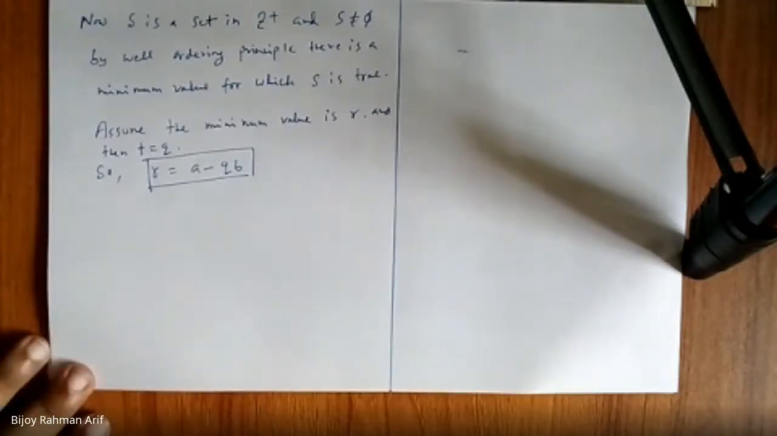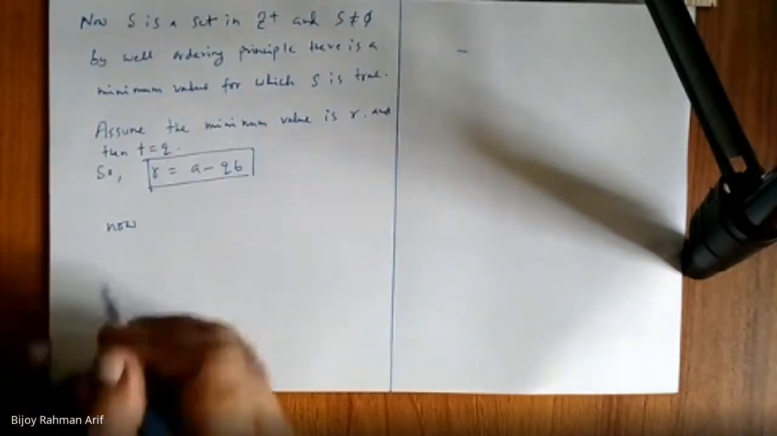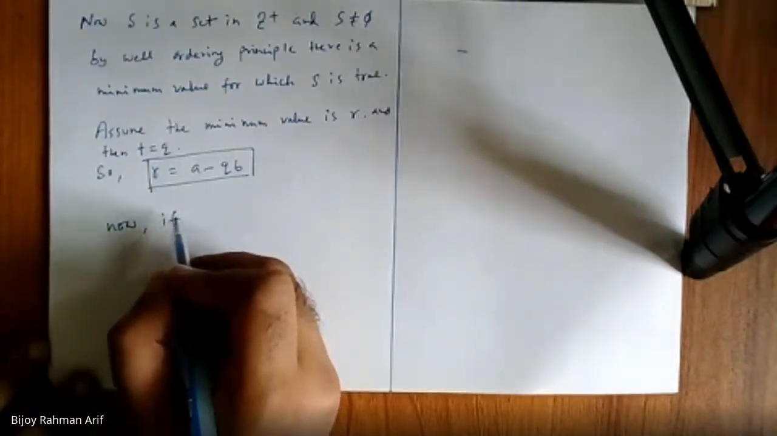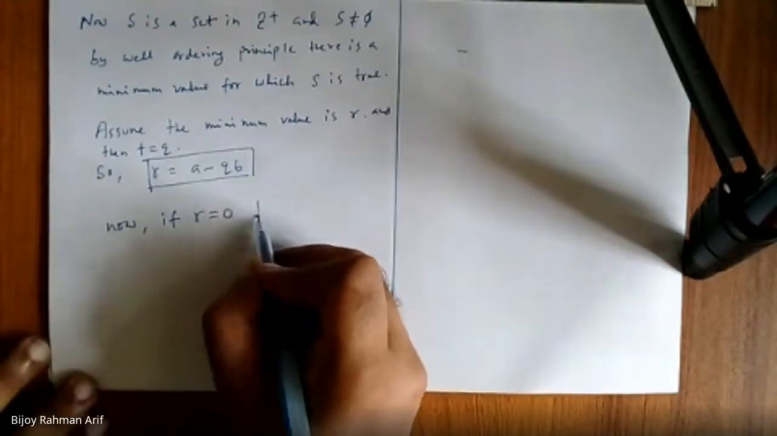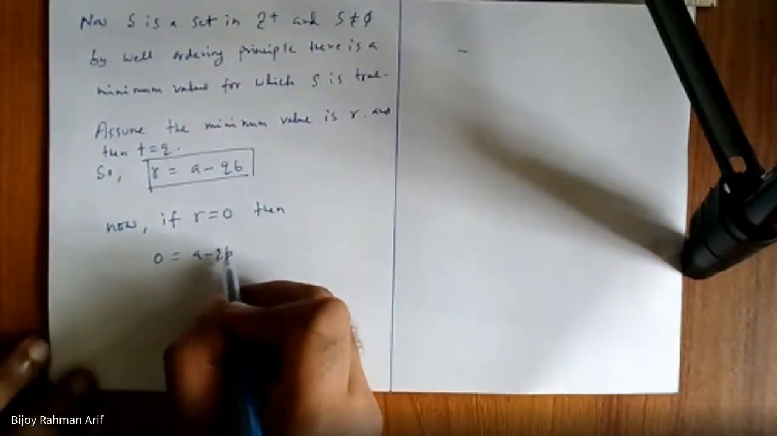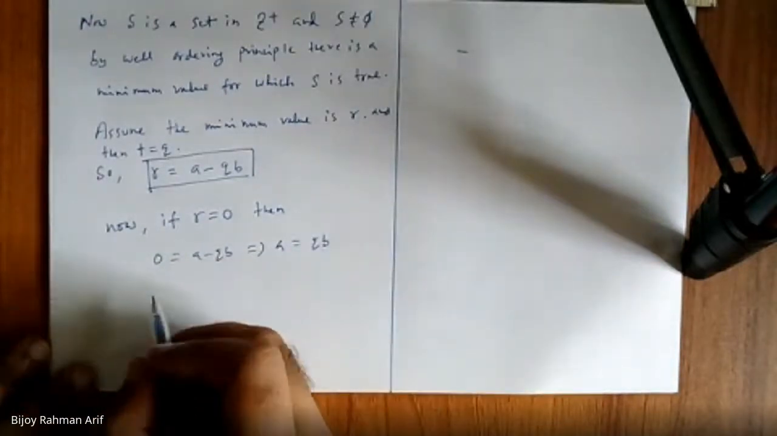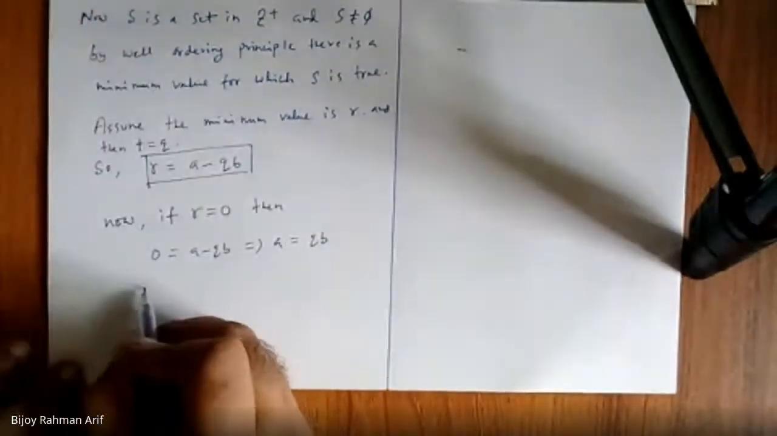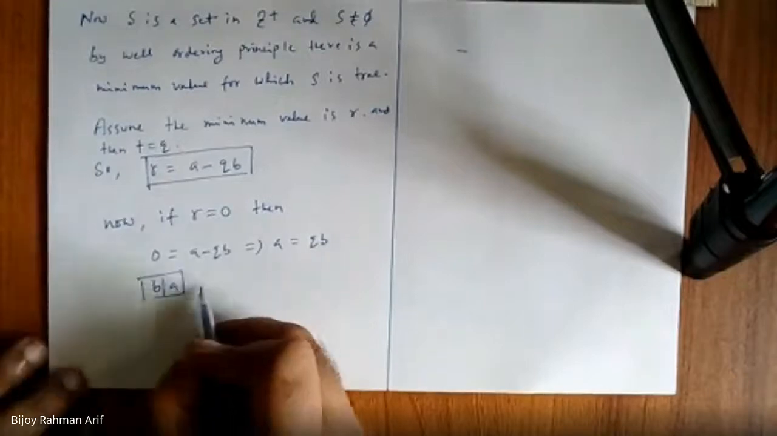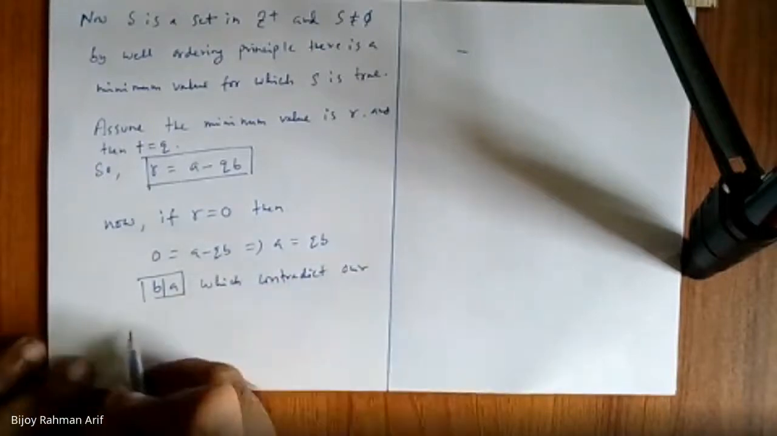Okay. Now, if R equals 0, then 0 equals A minus Q B, or A equals Q B, which means what? B divides A, which contradicts our previous assumption.